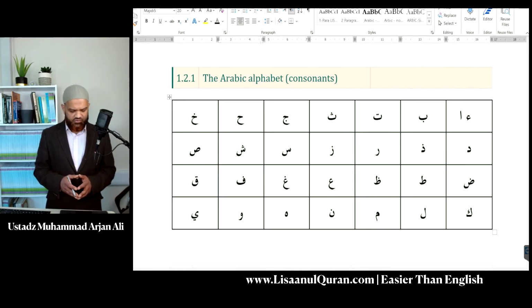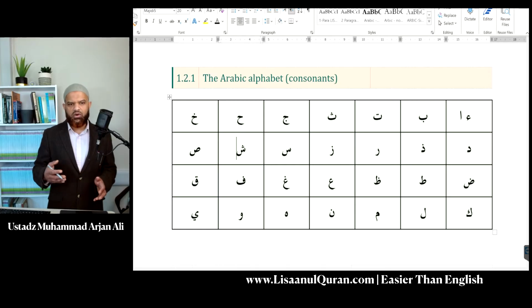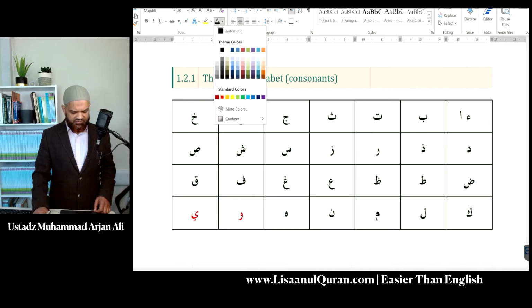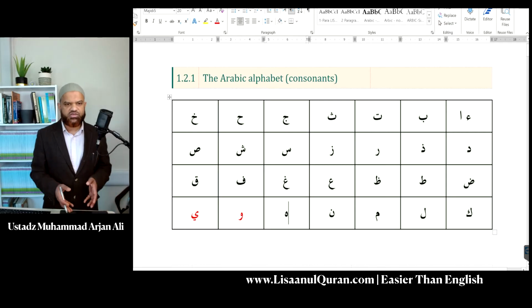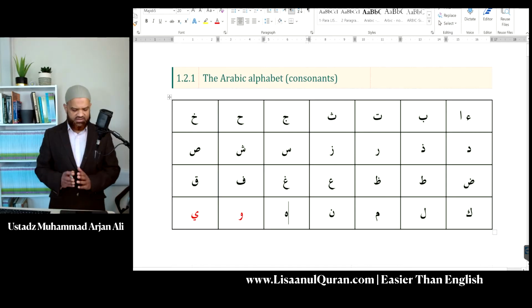The second thing you may have noted is that the order may be slightly different than the way you have memorized it. For example, you may have memorized the last line: Lam, Mim, Nun, Waw, Ha, Hamza, Ya. But I put here Ya right at the end, and before that I put Waw. The reason I've done it this way is that this is the dictionary order of the letters. So if you go to the Arabic dictionary, you'll find the last letter is Ya and the one before that is Waw. So that's one point.